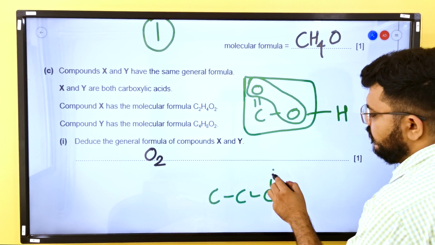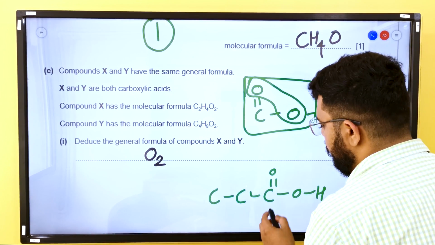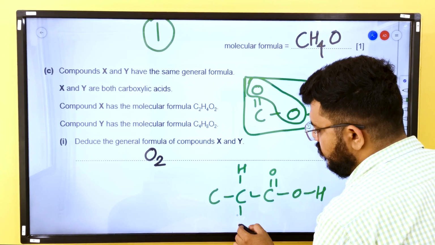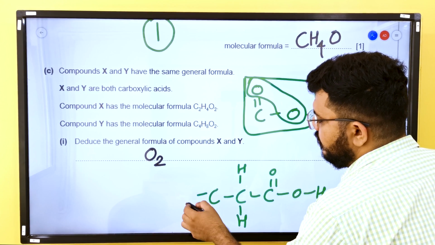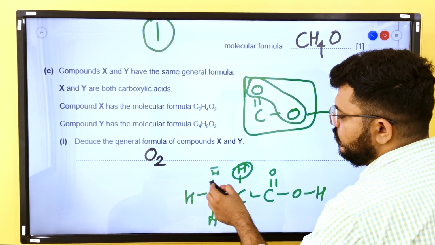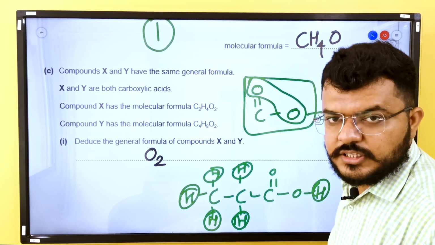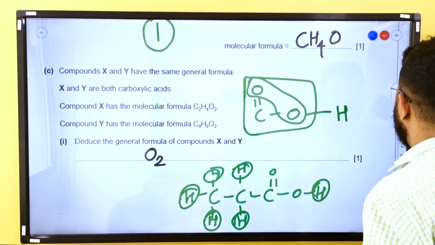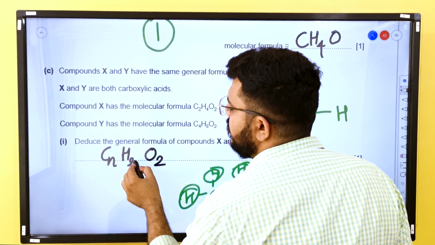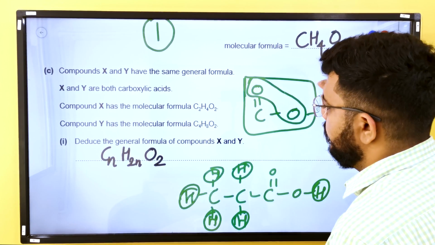Okay, this carbon will have oxygen, and this is the carbon containing the acid group. So 1, 2, 3 and 4. This carbon will have 2 hydrogen. This will have 3 hydrogen. For 3 carbon you have 1, 2, 3, 4, 5 and 6 hydrogen. Yes, the formula works, right? We were just cross checking, does our formula work or not. So I'll write CnH2nO2. This is your general formula.